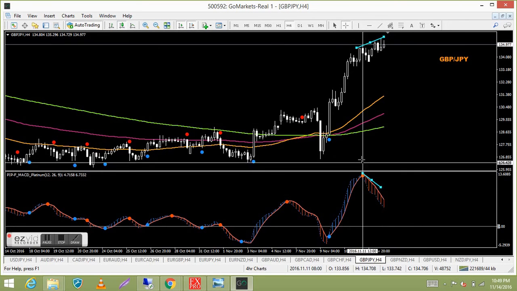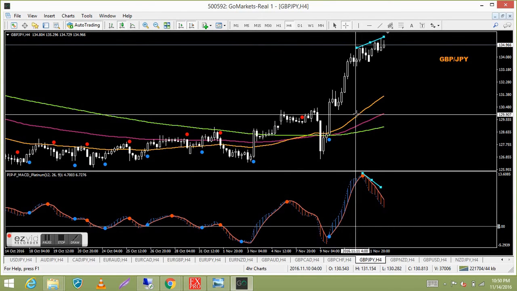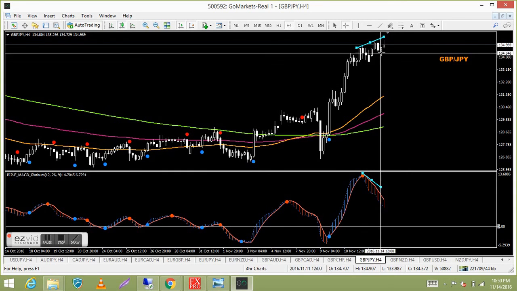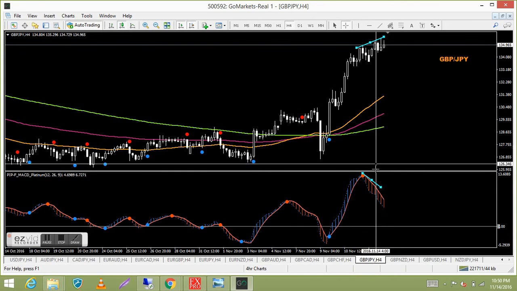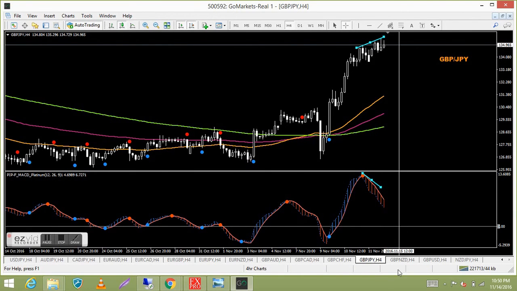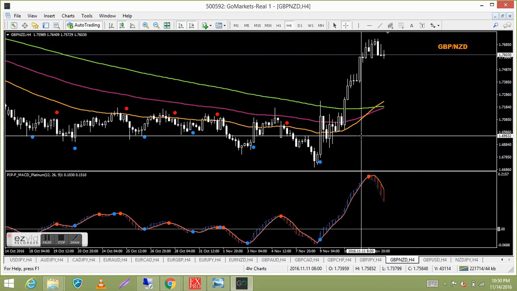Pound yen, same deal. Slowly heading up. MACD's heading down, so there's divergence there, and we're very overextended here. Even though the MAs are splitting, heading up, I get the impression that's going to roll over at least back to the MAs. So if I get a red dot up here, I might take a sell there also.